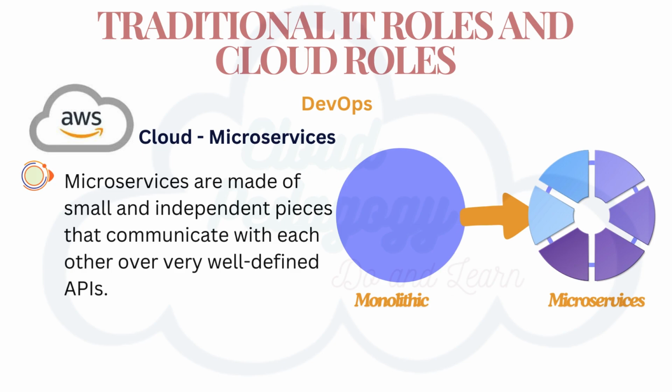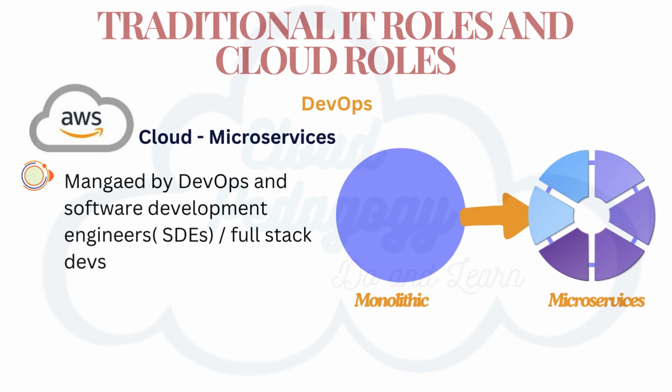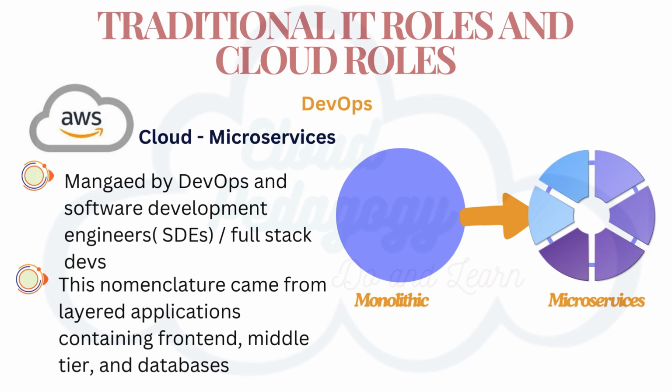Microservices are an approach to software development where services are made of small and independent pieces that communicate with each other over very well defined APIs. Usually, these microservices are owned by teams containing DevOps and SDEs, or software development engineers, also sometimes called full stack developers. Full stack developers are people who can code both the front end and the back end of an application. This nomenclature came from layered applications containing front end, middle tier, and databases.